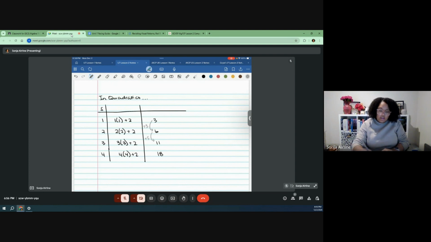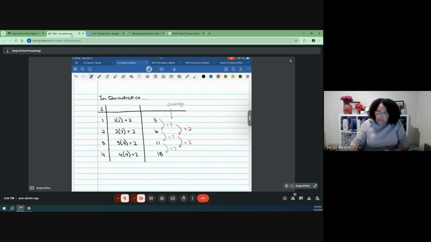Then we have an increase of, sorry, let me put it on this side. So first we had an increase of 3, then an increase of 5. And now from 11 to 18, we have an increase of 7. Do you notice anything about this change? It's not the same. It's changing each time. But notice how it's consistently changing. This change each time is increasing by 2.